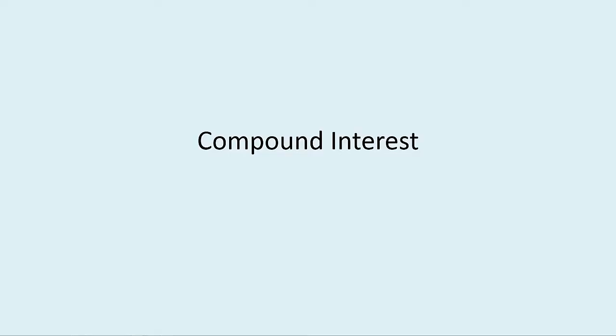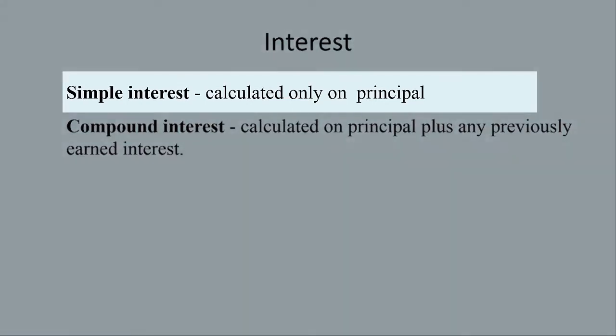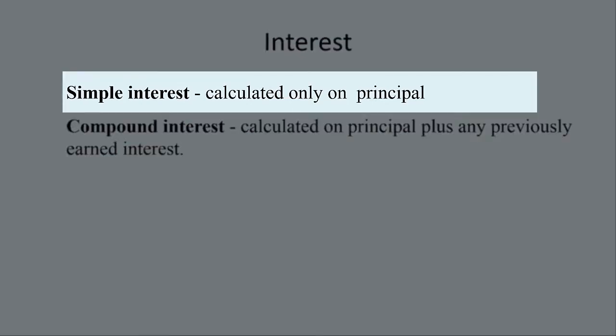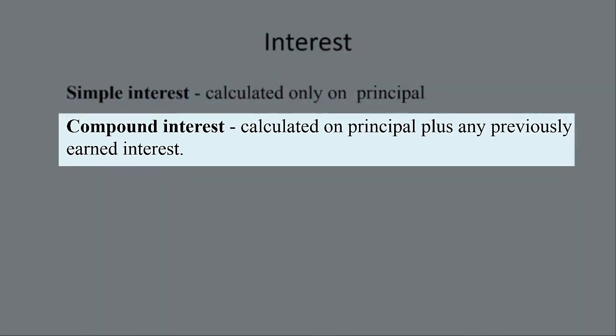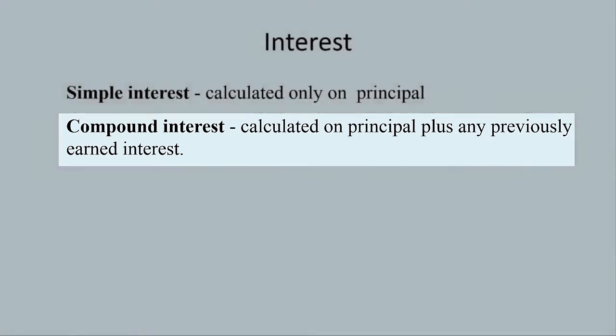In this video, we will discuss how to use your calculator to find values related to compound interest. Interest calculated only on principal is called simple interest. Interest calculated on principal plus any previously earned interest is called compound interest. The focus of this video is on calculating compound interest.